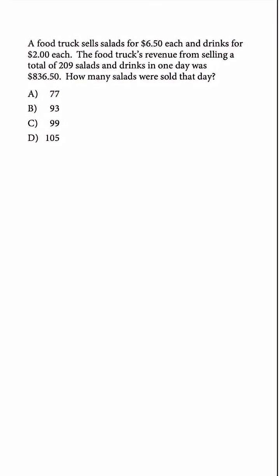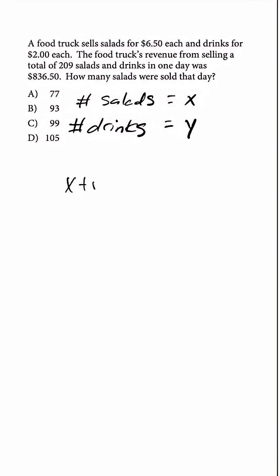So in order to solve this problem, we're going to set up a system of equations, and we're going to let the number of salads be equal to x and the number of drinks be equal to y. All right, so they tell us that they sold a total of 209 salads and drinks in one day. So we can go ahead and write the equation x plus y is equal to 209.